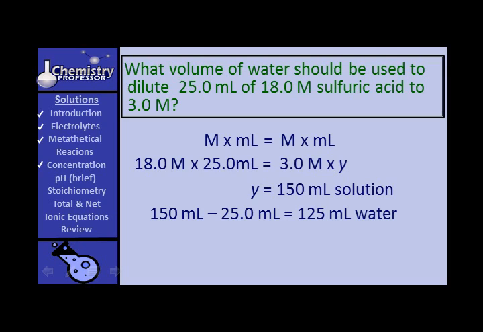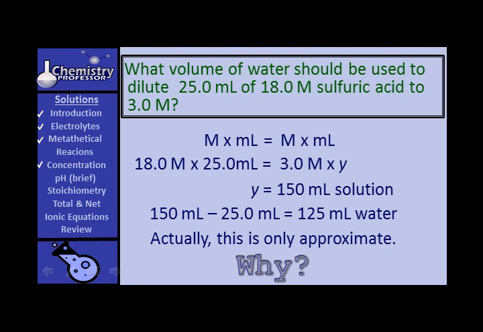But actually, it's not quite that simple. That 125 milliliters of water is only an approximation. Why? Well, remember an earlier discussion we had about how adding a solute and a solvent can cause different kinds of bonds to form? Molecules may move closer together. They may move further apart. It could require 125 milliliters of water, but probably not. It will probably require a little more or possibly a little less. But in any case, since we're adding sulfuric acid and water, you will remember to add the acid to the water.